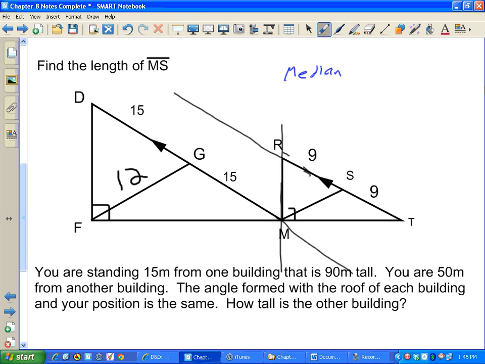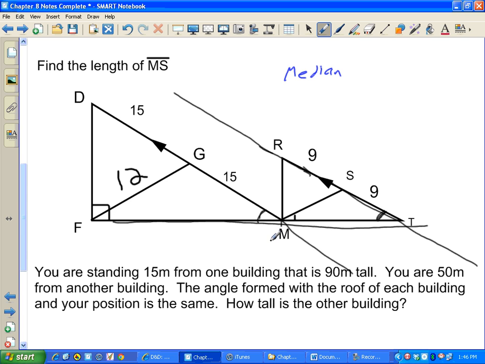Oh, let's see. Let's extend these a little bit further. I don't want to use that transversal actually. The more I look at it, I'm going to want to use this bottom line as my transversal. Okay, so this is my transversal that's coming across both lines. So let's get rid of this one. Okay, that would make these angles corresponding.